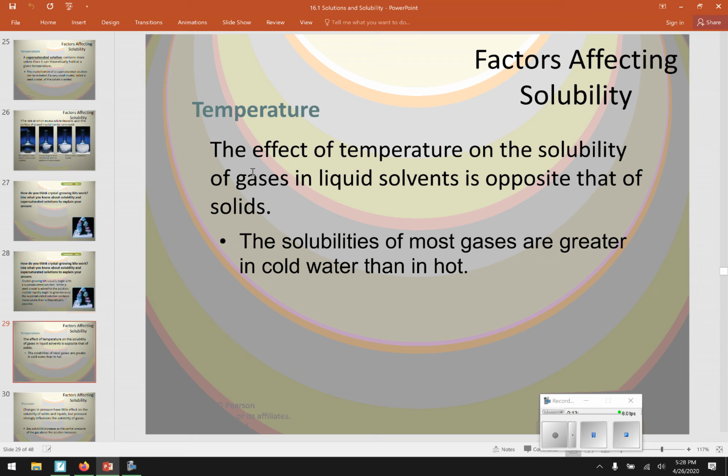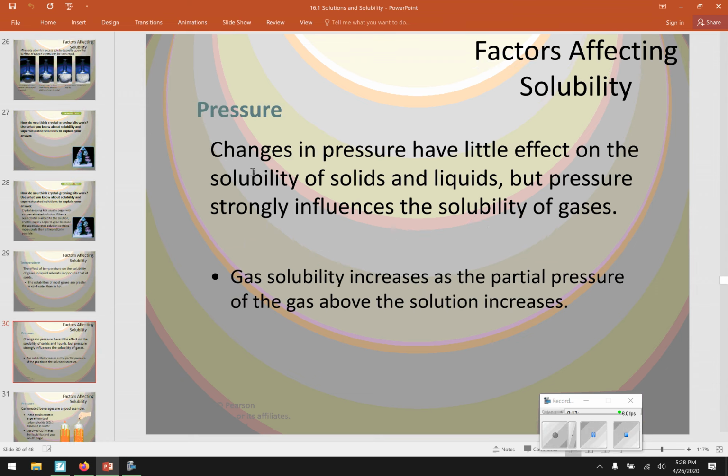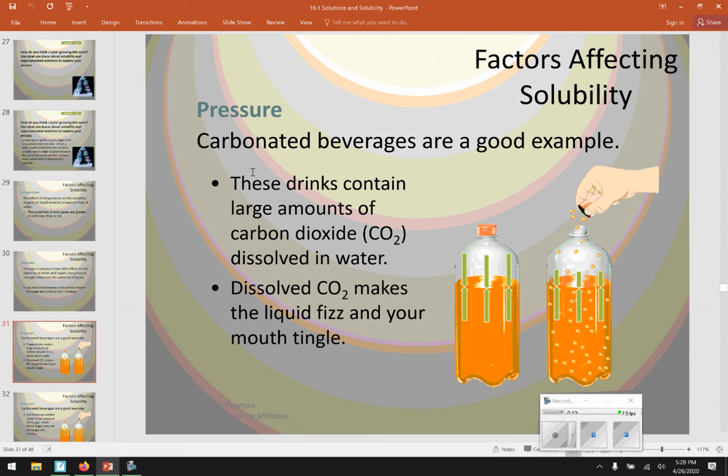And so what I'm going to talk about now is gases, and gases being dissolved in water. So for solid things dissolved in water, so solid crystals dissolved in water, whether they're ionic or covalent, pressure does not affect the solubility, pretty much not at all. But for gases dissolved in water, it has a great effect. So the way you dissolve a gas in water generally is you put pressure on the liquid, pressure from that gas.